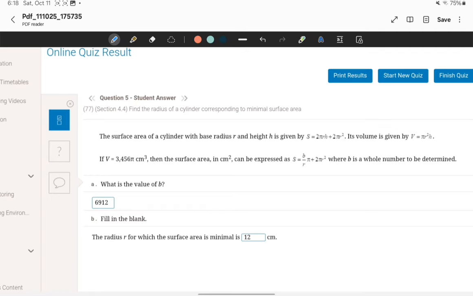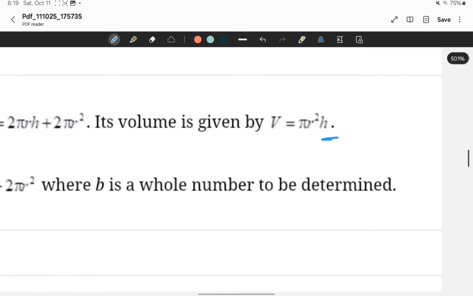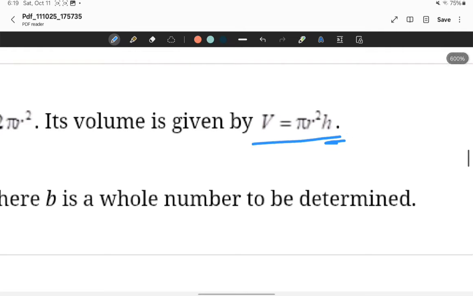Number 5, the surface area of a cylinder with base radius r and height h is given by the formula. Its volume is given as whatever. If the volume is equal to 3,456 pi, then the surface area can be expressed as this, where b is a whole number which they want. The first thing we're going to do with these types of questions is try to find our height. So our height here, if we reshape this formula, we get our height is equal to the volume over pi r squared.